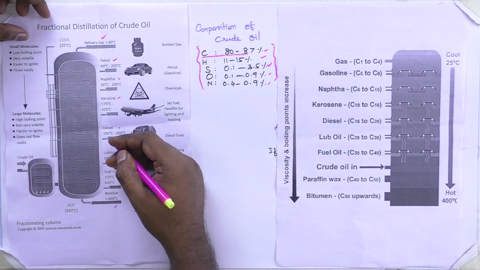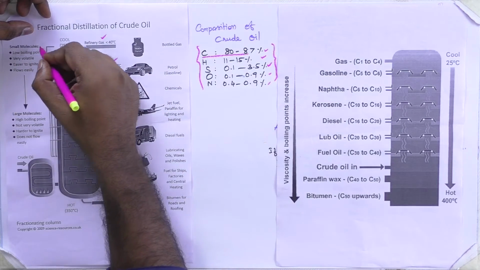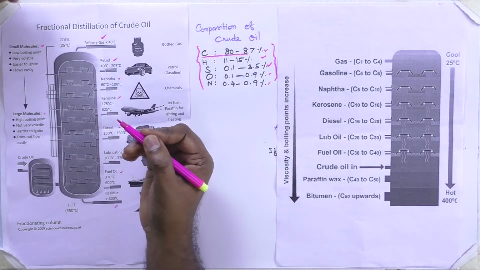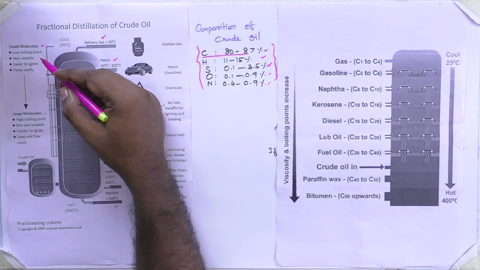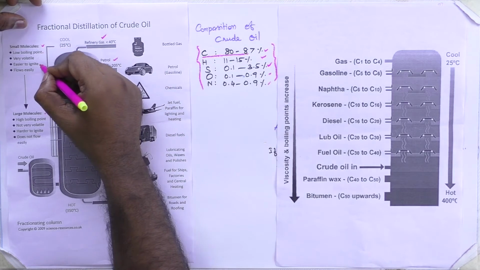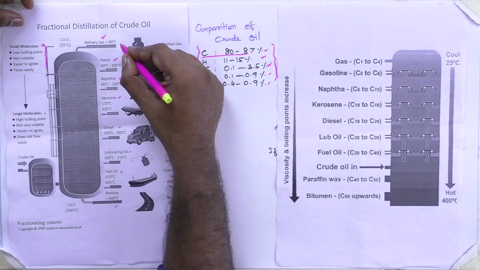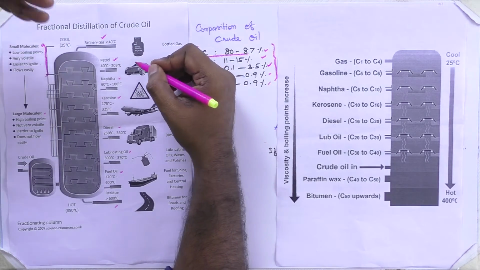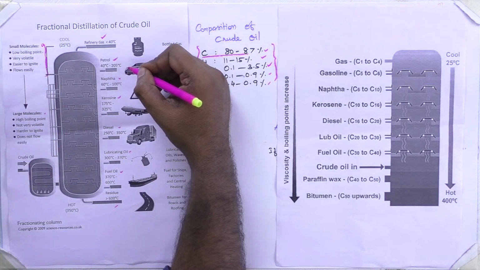So at these temperatures we get different fractions. We get small molecules at the lower temperature and large molecules at the higher temperature. The small molecules at the lowest temperature have the lowest boiling point, are very volatile in nature, easier to ignite, and flow easily. So the gas, petrol, kerosene, diesel and naphtha are easily volatile and also highly flammable.